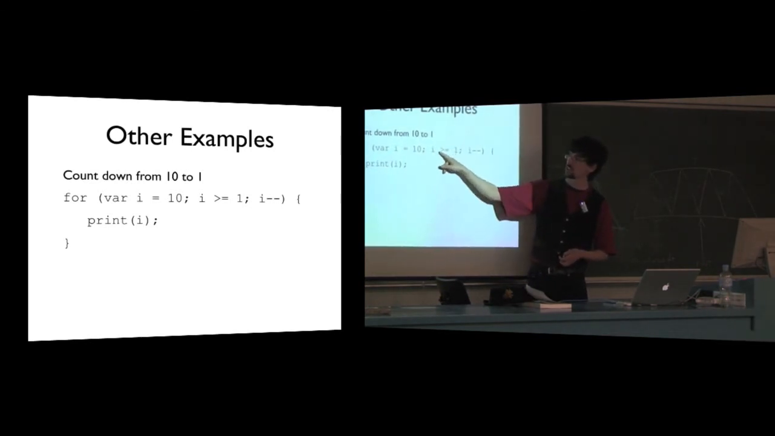And we keep running as long as I is greater than or equal to 1. So this will count down from 10 to 1. And when the value gets to 0, the guard will be false and it'll stop.